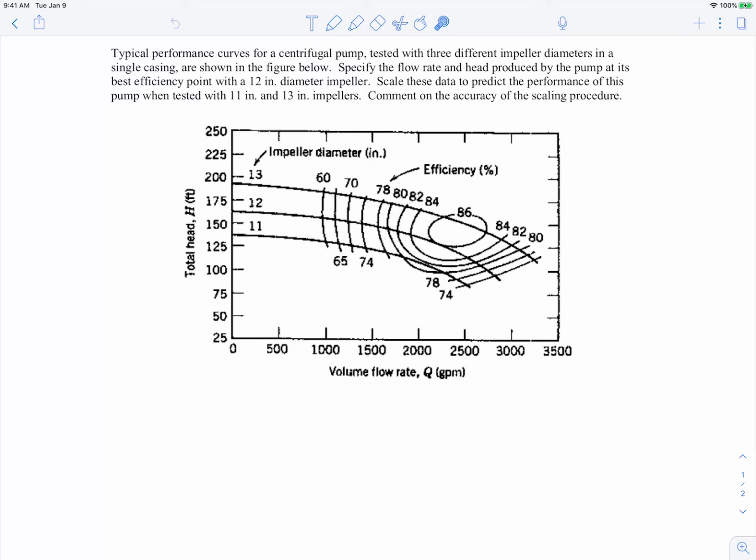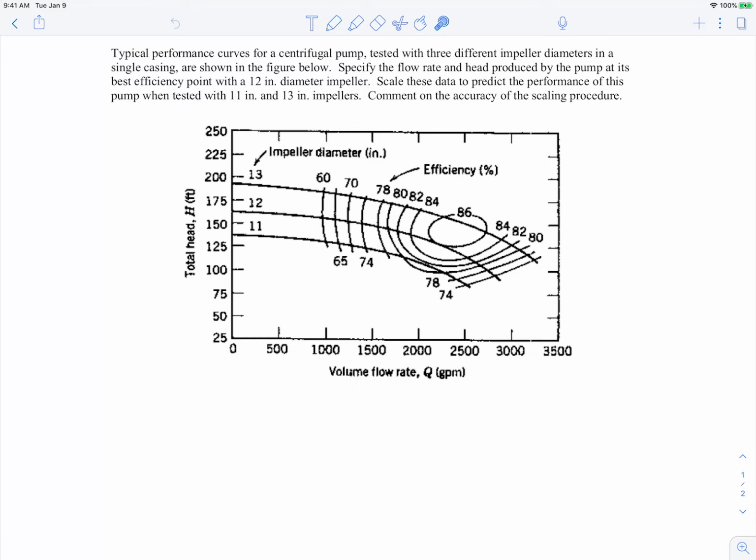We're told that we have a centrifugal pump tested at 3 different impeller diameters in a single casing. And the pump performance plot shows this. So we have the head rise versus volumetric flow rate for an impeller of 11 inch diameter, 12 and 13 inch diameter. So we actually have the data on this plot. And what we want to do is compare the results from this plot to what we would get from scaling.